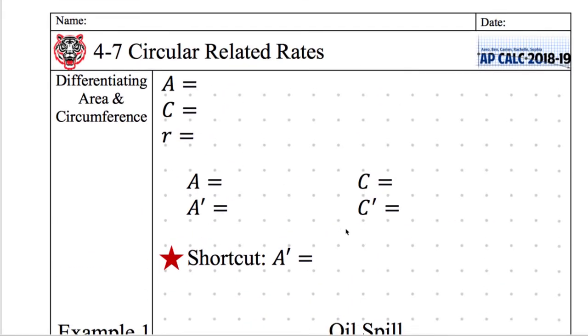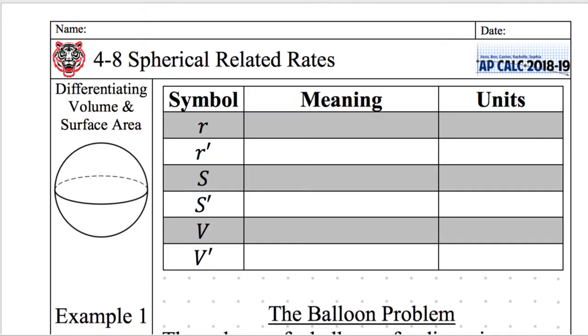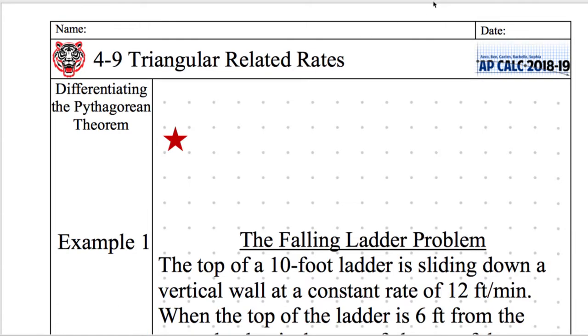Actually, we have a spherical related rate problem that we could do a nuclear blast also. But spheres are harder than circles. They are, but we do have to do spheres because 4-8 is going to be spheres, 4-9 is triangles.